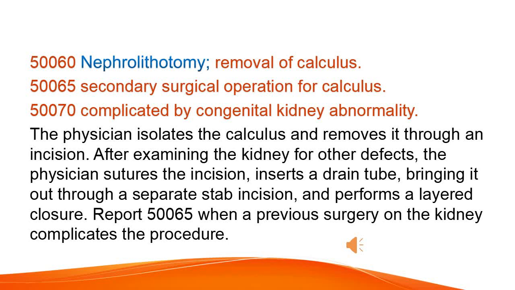Nephrolithotomy, removal of calculus. Secondary surgical operation for calculus. Complicated by congenital kidney abnormality. The physician isolates the calculus and removes it through an incision. After examining the kidney for other defects, the physician sutures the incision, inserts a drain tube, bringing it out through a separate stab incision, and performs a layered closure.